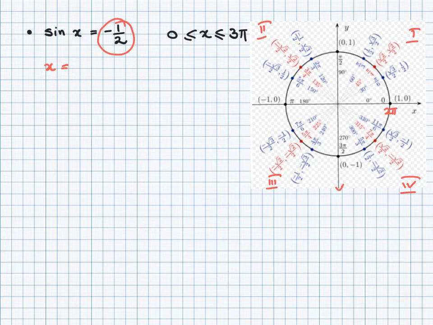Now all I'm going to do is check where negative half is, and I can see it's here. So y is equal to negative half. If I go across and then across, yep, another negative half. I can see that the value of x, or this angle, is equal to 7 pi over 6 and 11 pi over 6. So the first one is 7 pi over 6 and another one is 11 pi over 6.